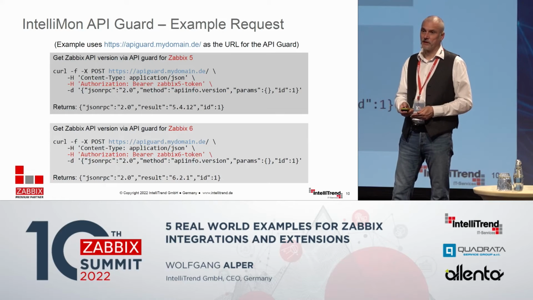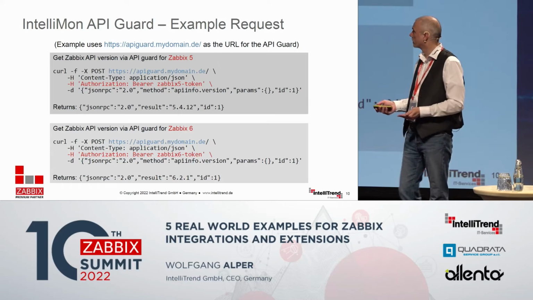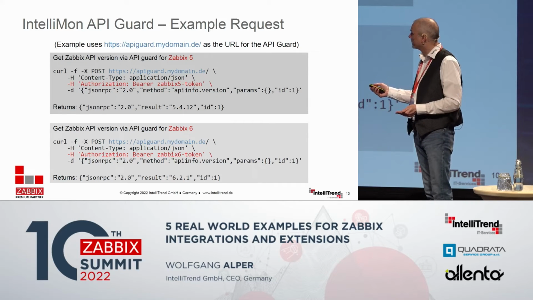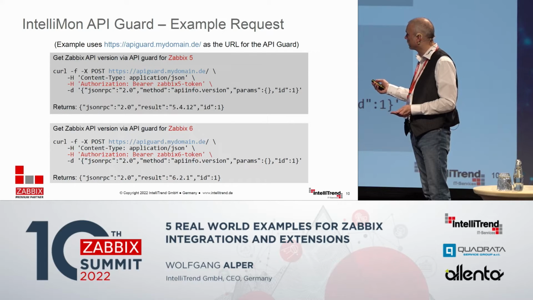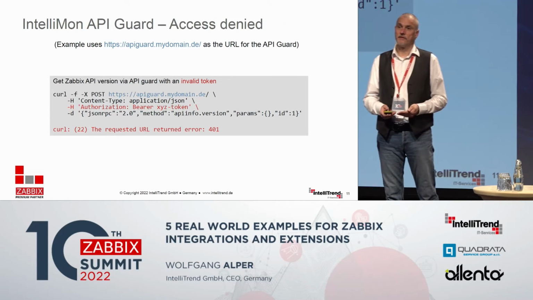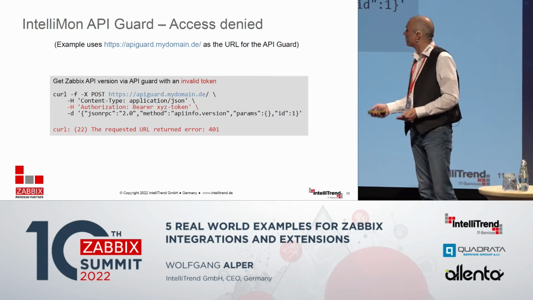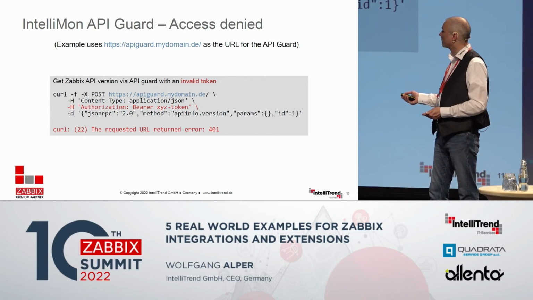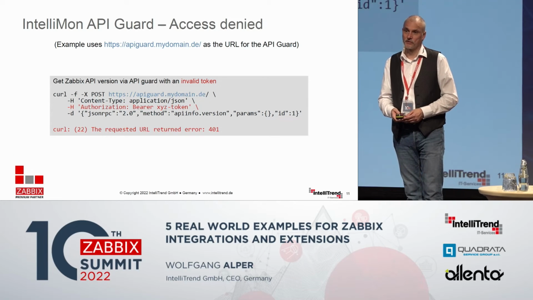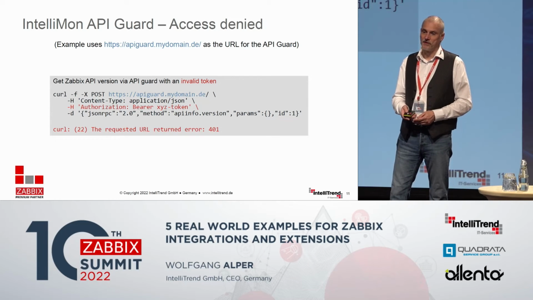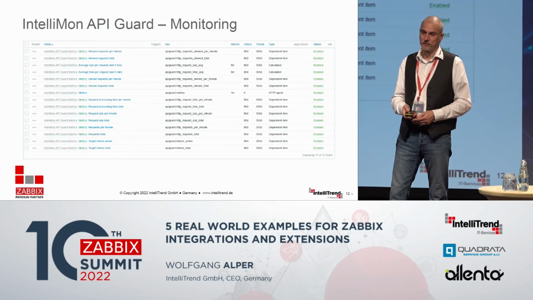And here you see an example using curl to actually perform the request. I think that is pretty straightforward. You see we just make a change here and pass an additional header, this bearer token here, and you see this one responds with 5.4, for example, and this one responds with 6.2. And if you have an invalid token, an invalid request, or something missing, then you get something like 401 and access is denied. So that's basically the idea of the API Guard solution.